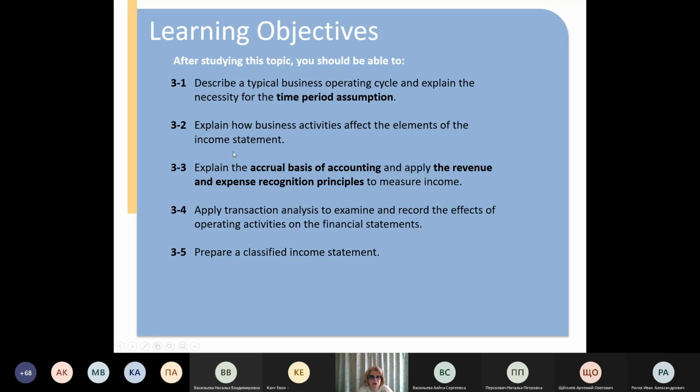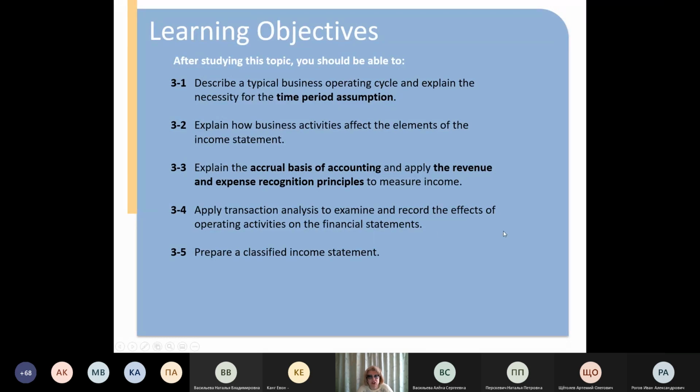And I would like to comment the third learning objective as the most important, not only for today's topic, but also for the whole course: to understand the idea of accrual basis of accounting and what it means, the revenue and expense recognition principle to measure the income. So, dear students, this is the main learning objective of the whole course, not only for this topic. But as you understand, today's material is really important in accounting theory.